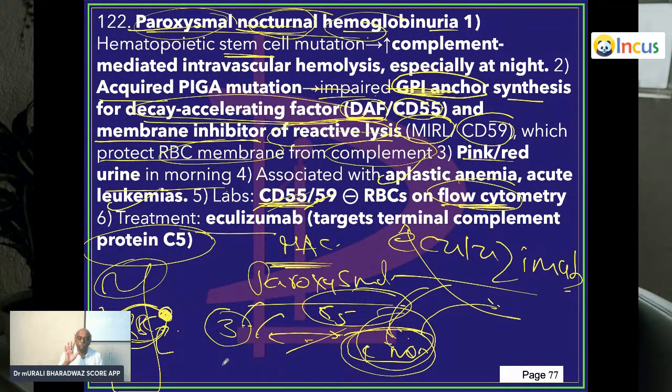Okay, PNH, what are the two proteins? What is the mutation I need to remember? PIGA. It is an acquired stem cell defect. Point number 2, GPI anchor synthesis for decay accelerating factor, which is also CD55. Then CD59, which is also called MIRL, which is membrane inhibitor of reactive lysis. Hemoglobinuria only at night because there is a respiratory acidosis because of the low respiratory rate. Then aplastic anemia and acute leukemia are the complications. Then flow cytometry that I will do to diagnose it with CD55 and CD59.